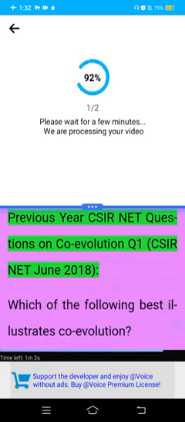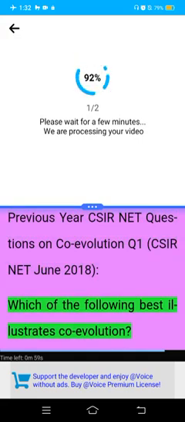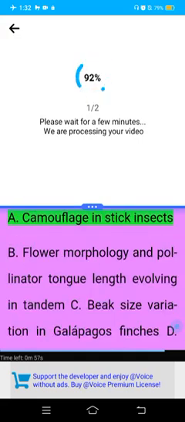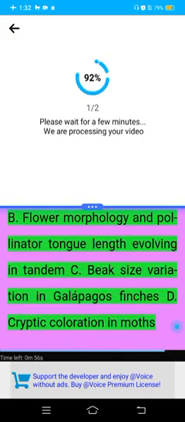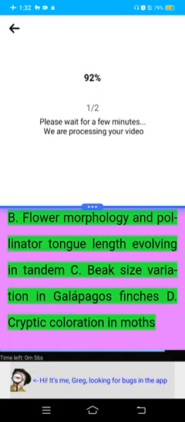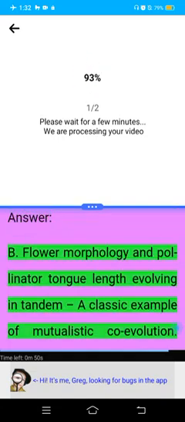Previous year CSIR-NET questions on coevolution. Q1, CSIR-NET June 2018. Which of the following best illustrates coevolution? A. Camouflage in stick insects. B. Flower morphology and pollinator tongue length evolving in tandem. C. Beak size variation in Galapagos finches. D. Cryptic coloration in moths. Answer: B. Flower morphology and pollinator tongue length evolving in tandem, a classic example of mutualistic coevolution.